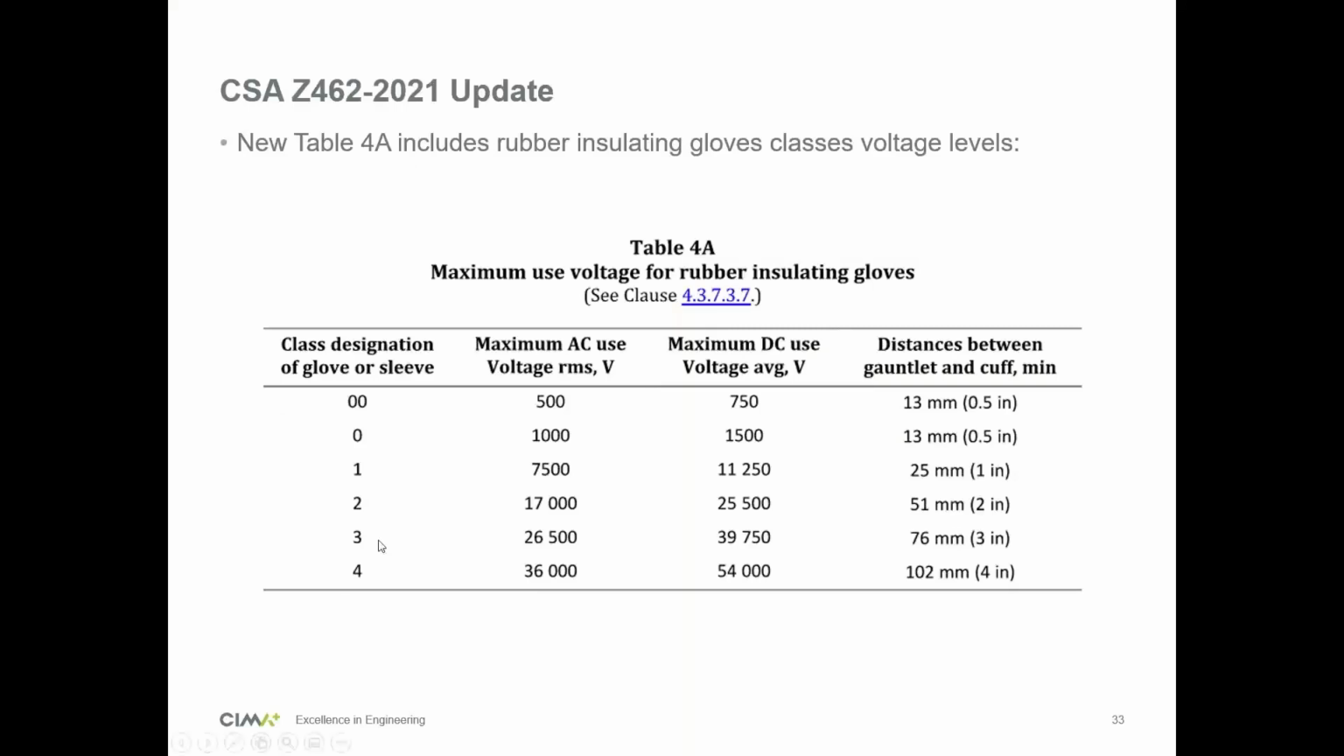Another thing they added is, beforehand, they talked about glove classes, but they didn't say in the standard what glove classes were good for what voltage. You had to use another reference for that. But now they added a new table, which is table 4a, that says the glove classes 00 through 4 are good for maximum use AC in volts and maximum use DC in volts, and the distances between the gauntlet and the cuff minimum. So this is a new table you can refer to. Pretty useful.